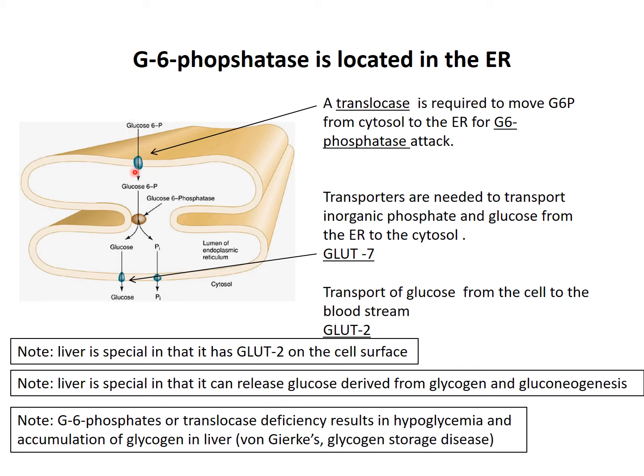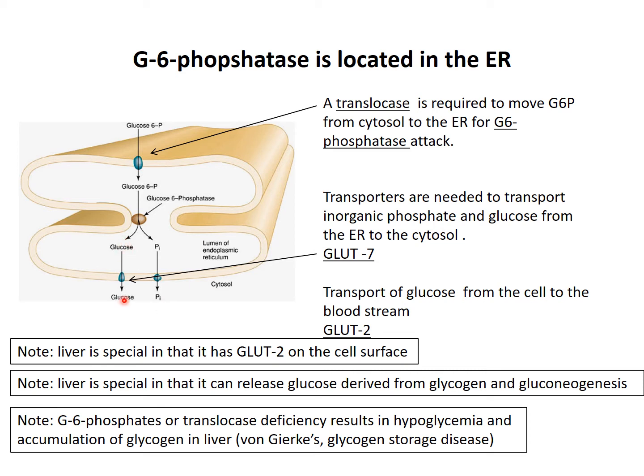For that, we need a translocase on the ER membrane, which will put glucose 6-phosphate through from the cytosol to the ER. And in the ER, we need the phosphatase there. So the glucose 6-phosphatase is actually bound to the inner membrane of the ER system. And then we need another 2 transporters. One is to transport glucose out of the ER to the cytosol, and the other is inorganic phosphate transported out from the ER to the cytosol.